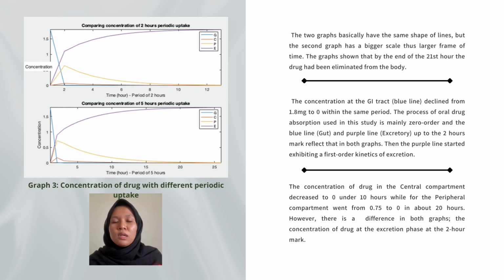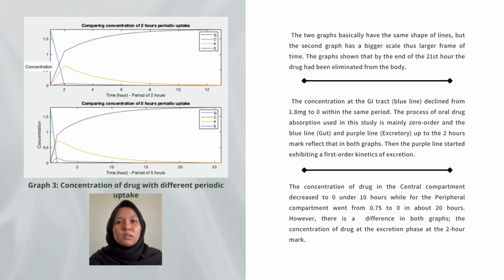Now we have come to the last part of the discussion. The two graphs basically have the same shape of lines, but the second graph has a bigger scale, thus a larger frame of time. The graphs show that by the end of the 21st hour, the drug had been eliminated from the body. The concentration at the blue line declined from 1.8 mg to 0 within the same period. The process of oral drug absorption used in this study is mainly zero order, and the purple line and blue line up to the 2 hour mark reflect that in both graphs.